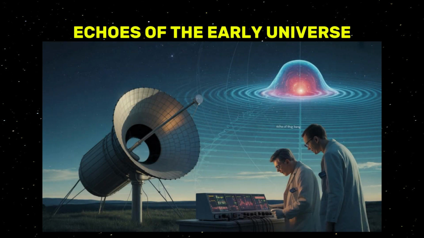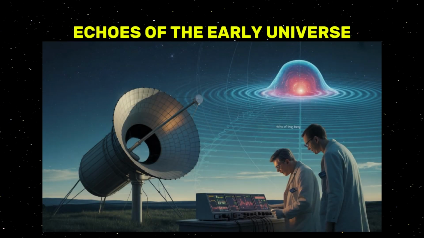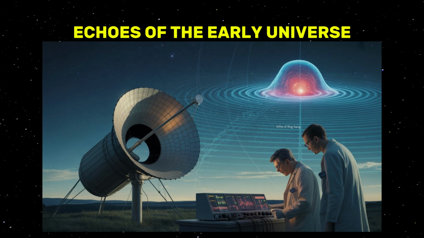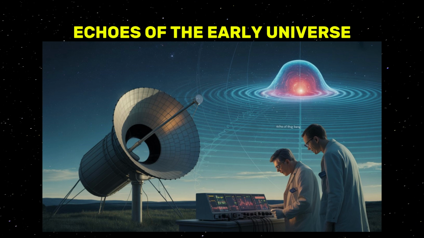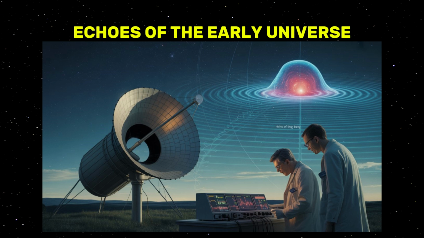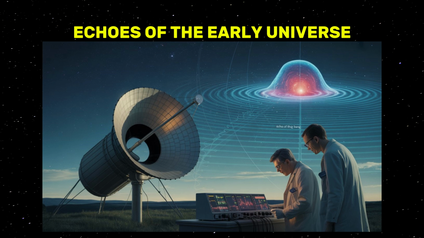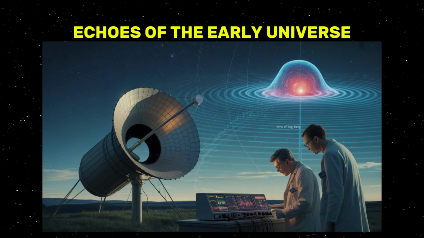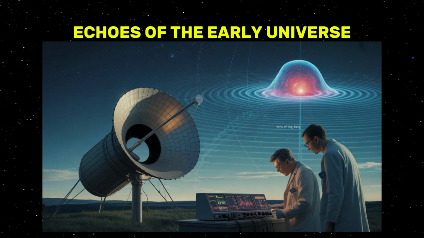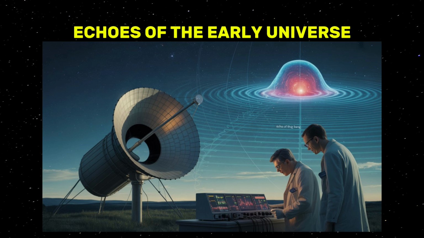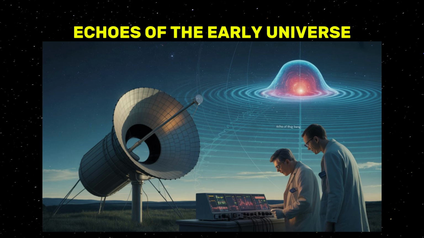Echoes of the early universe. The tale of primordial microwave radiation. As the universe grew and expanded over billions of years, the wavelengths of these ancient photons stretched, drifting into the microwave band of the electromagnetic spectrum. This redshifted light is what we detect today as cosmic microwave background radiation.